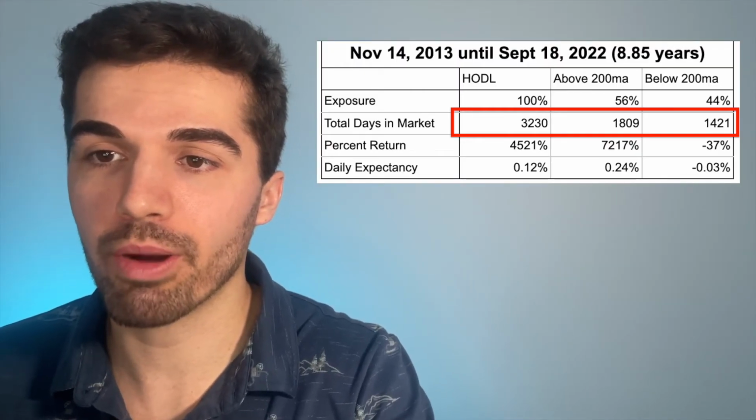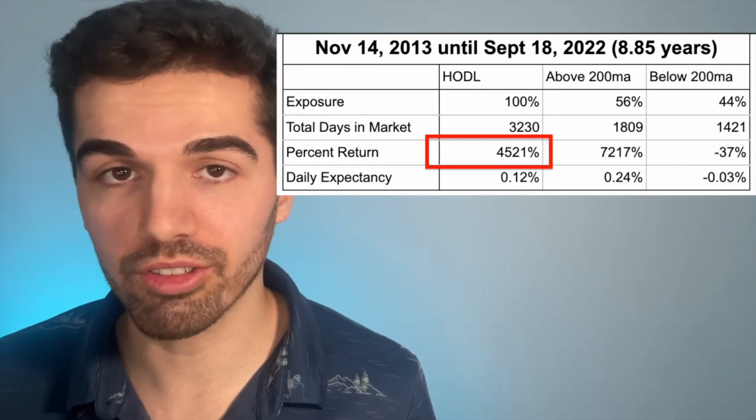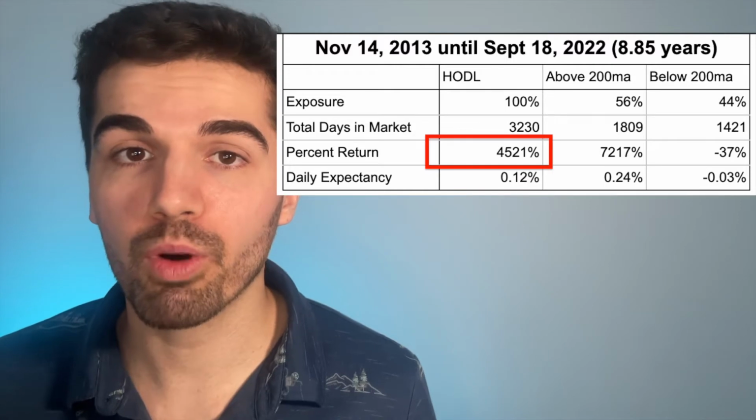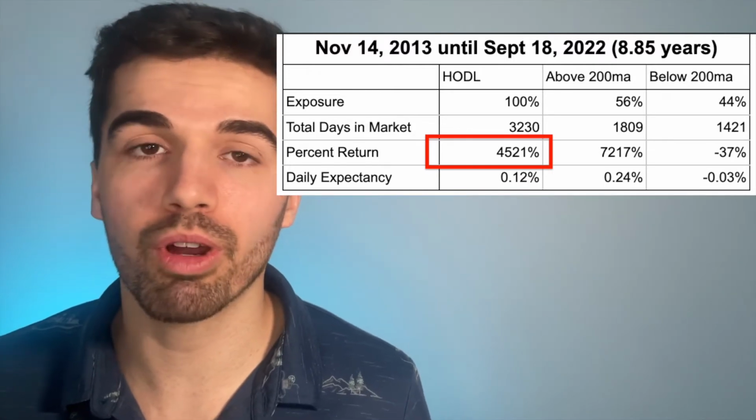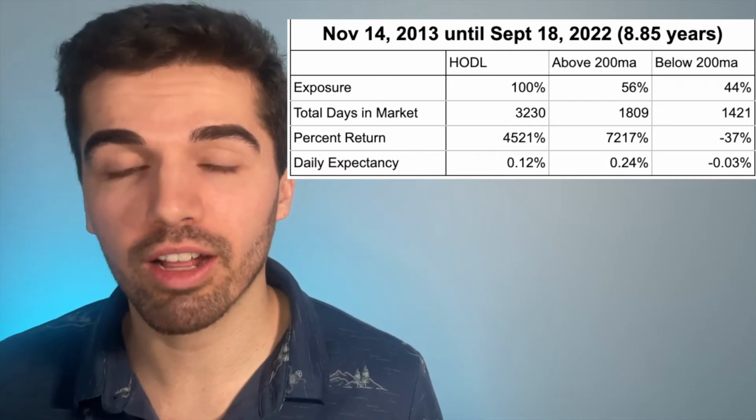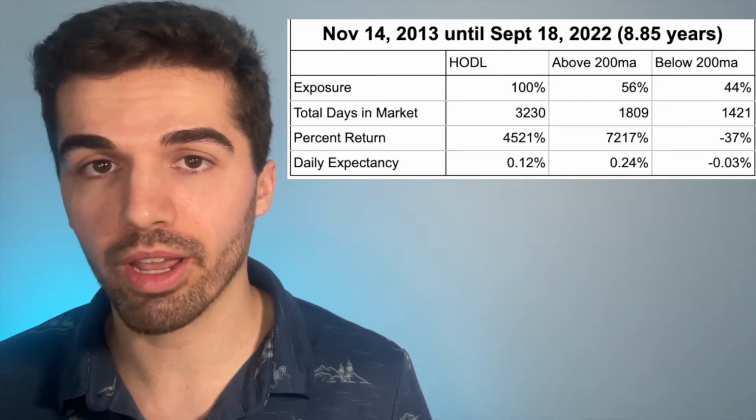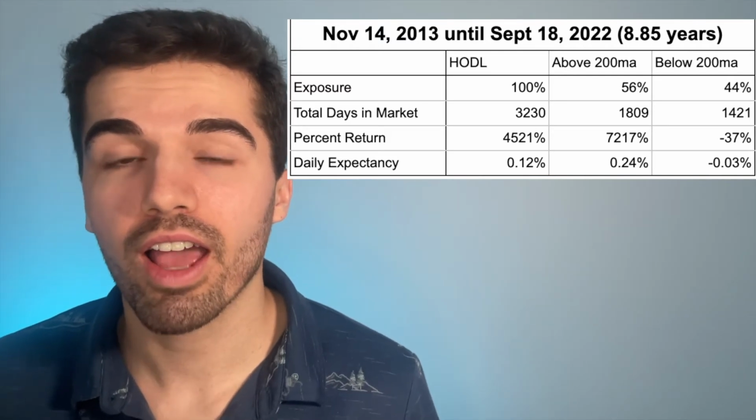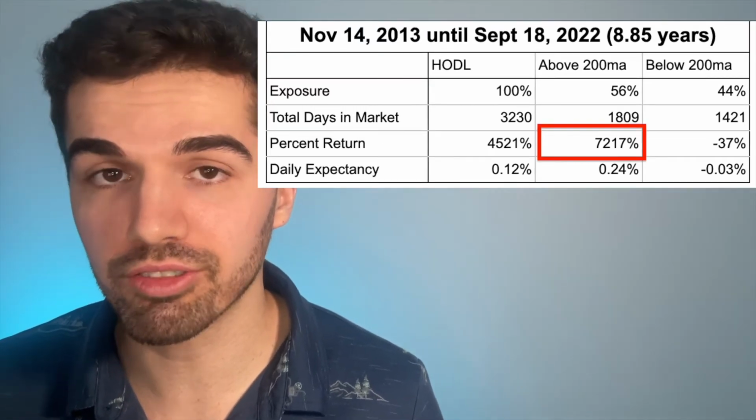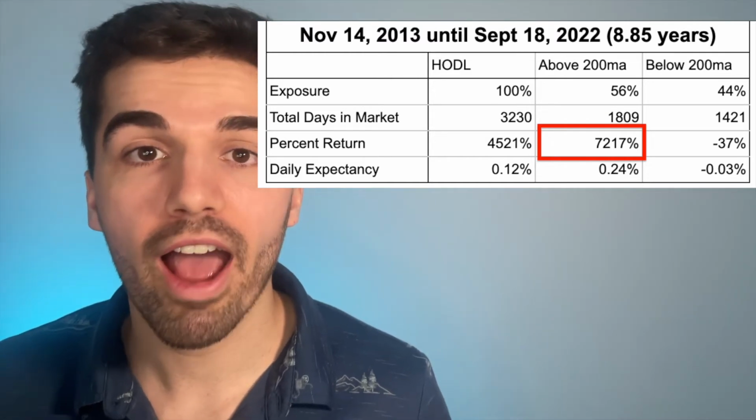Now to the exciting part, which is the percent return. So if you bought and held from this date, you would have made 4,521% on your money. With only buying above the 200-day SMA and selling when you get just below the 200-day SMA, your result is even higher at 7,217%. And that's only including being in the market half the time.